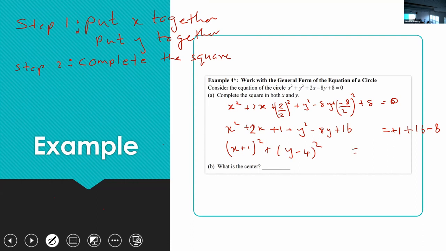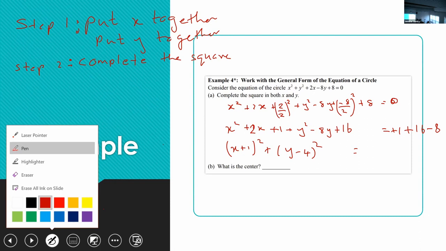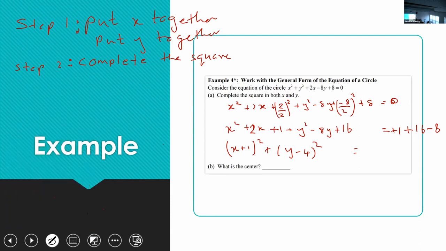4, square root of 16. Wait, I'm sorry. Oh, I did it again. So then why did you get the 1 on the other one? Square root of 1. But what happened to the minus 8y? Oh, because it's buried in there. Okay, what is 16 plus 1 minus 8? That makes 9.